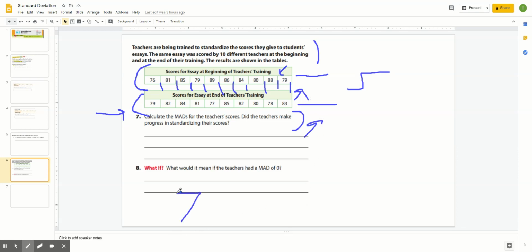Another good application question here is, what would it mean if the teachers had a MAD of 0? All right, what would that mean? Think about it. Another great final thought for you to think about: you are doing this every single day. It's calculating for you in option C. It's your grades. That would be a good little practical assignment.